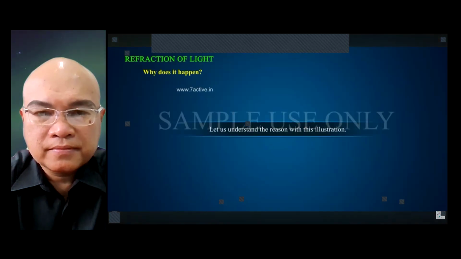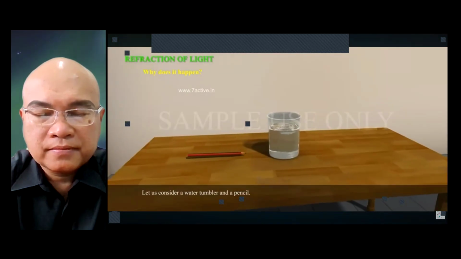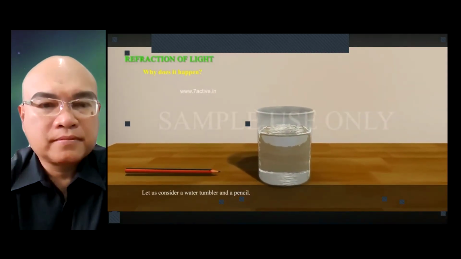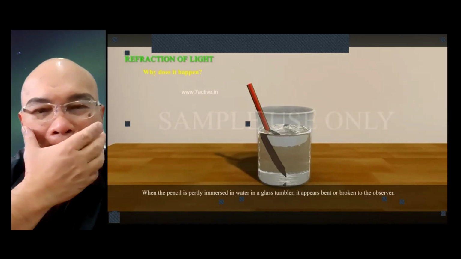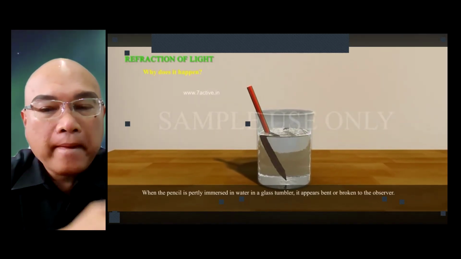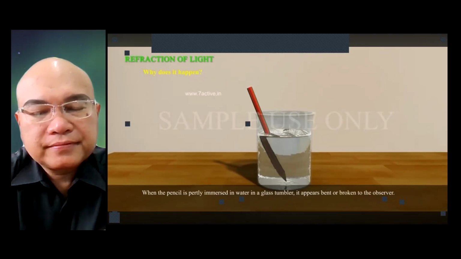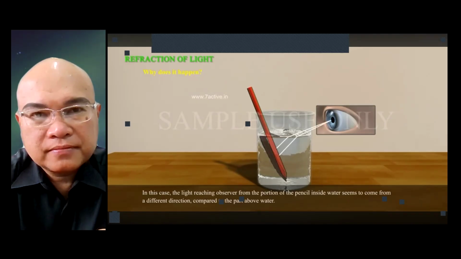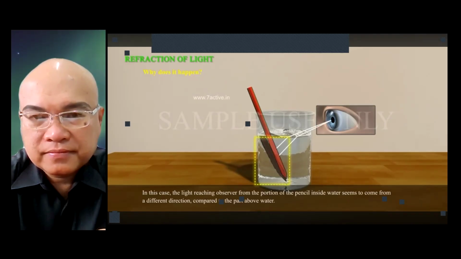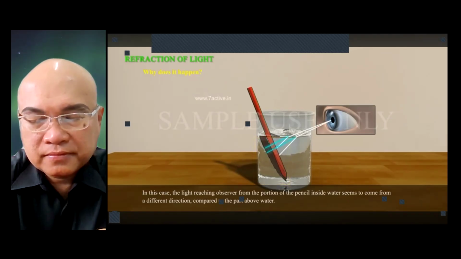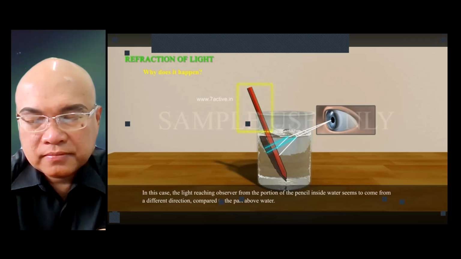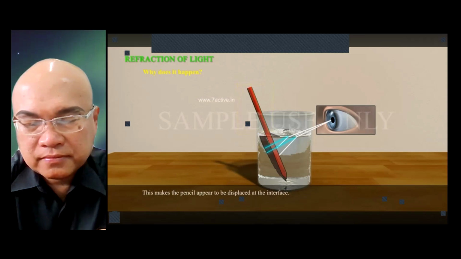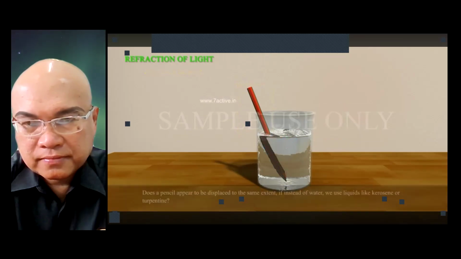Let us understand the reason with this illustration. Let us consider a water tumbler and a pencil. When the pencil is partly immersed in water in a glass tumbler, it appears bent or broken to the observer. We know for a fact that the pencil is not bent at all. It just appears to be so. In this case, the light reaching the observer from the portion of the pencil inside water seems to come from a different direction compared to the part above water. This makes the pencil appear to be displaced at the interface.